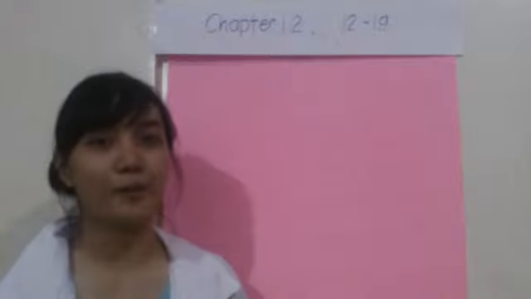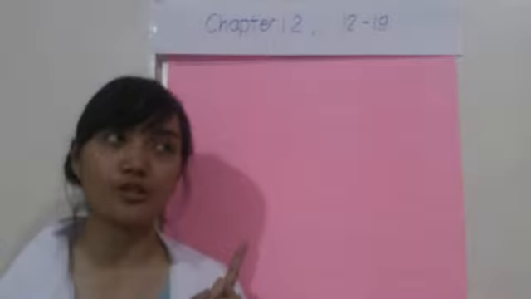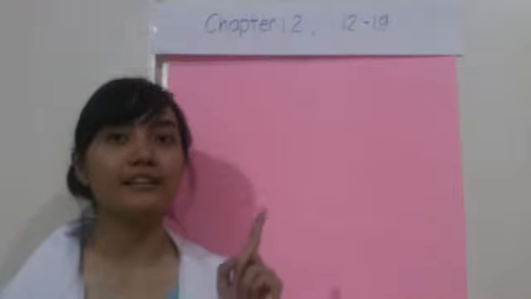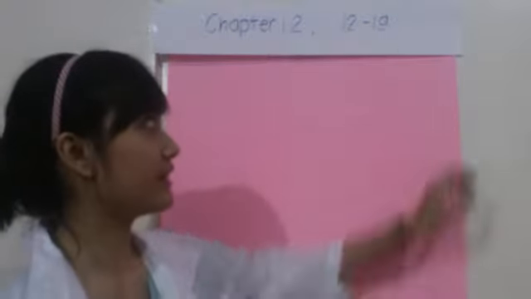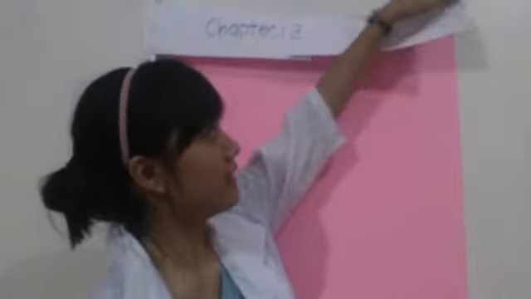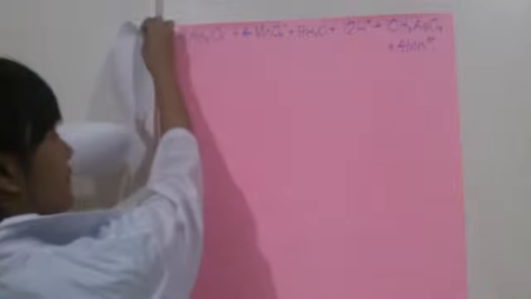First, we need to know the balanced redox reaction by combining the half reactions of As2O3 and MnO4. And we will get this redox reaction.